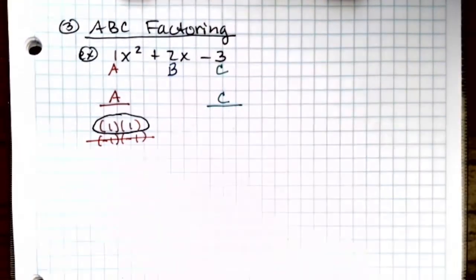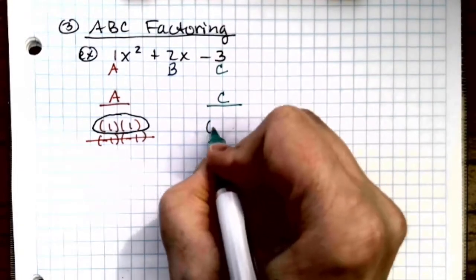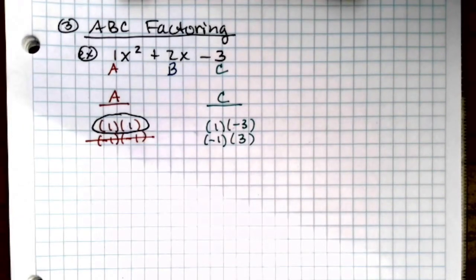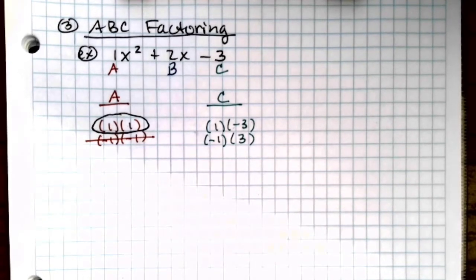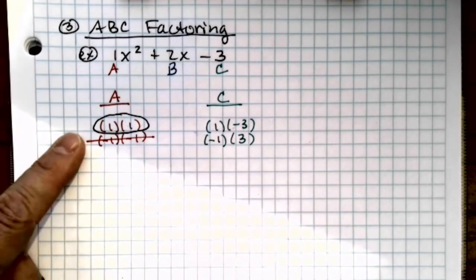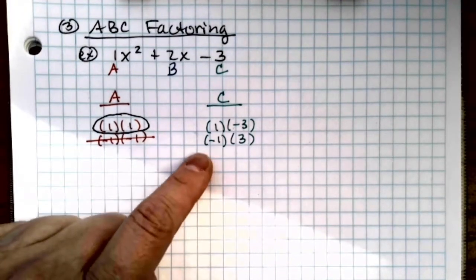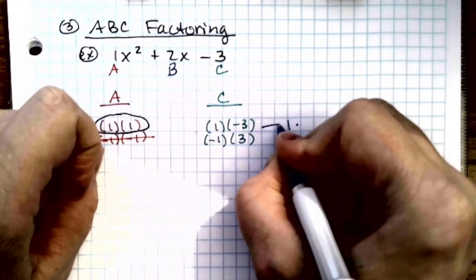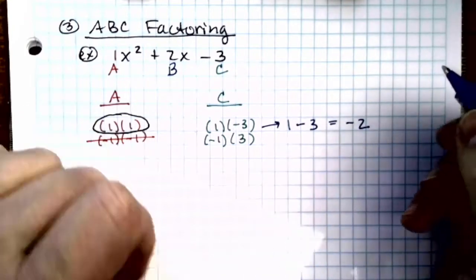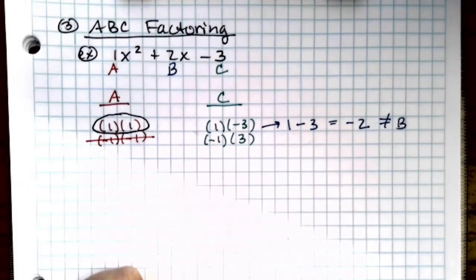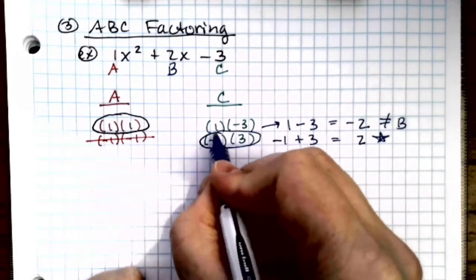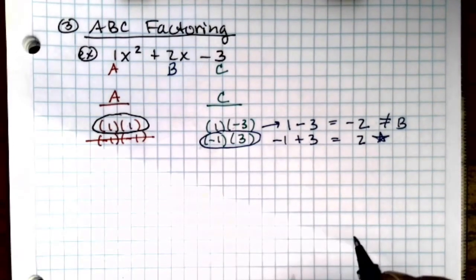Now we list factors of C. It's a negative 3, so 1 times negative 3 and negative 1 times positive 3 are the only 2 possibilities for a negative 3. Now normally you'd have to be testing factors, but remember the shortcut. If your A's are 1s, then your C's will add up to our B value by themselves. So if I take 1 minus 3, I get negative 2. That's not our B value. If I take negative 1 plus 3, I get a 2, and we have a winner. There's our 2 factor pairs.